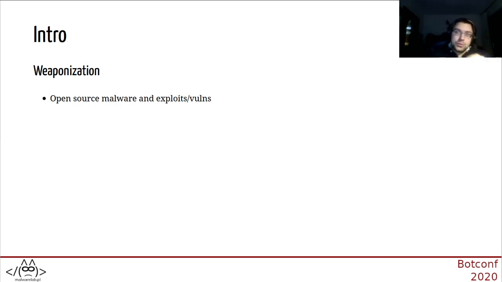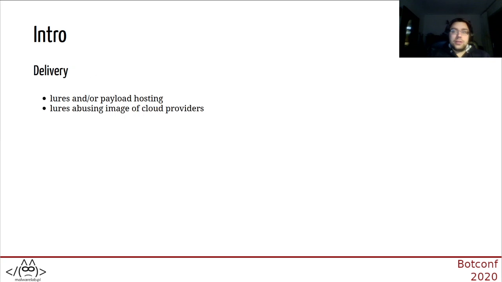So first, let's start with weaponization, which, as I said, is a way of finding or creating some sort of exploits or malware. And the best source of that is obviously open source, if you want to stay under the radar. Today it's, I guess, a kind of hot debate about whether offensive research is good or not. This is something I actually won't be talking about today. I'll just mention it as one of the things actors are using, but nothing more. And I'll talk a little bit more about delivery itself.